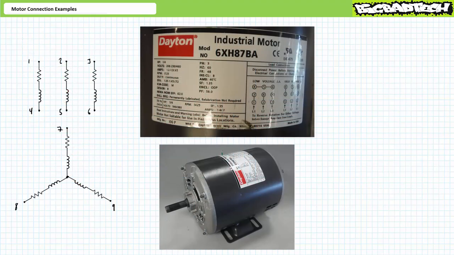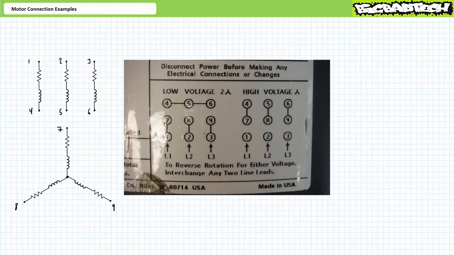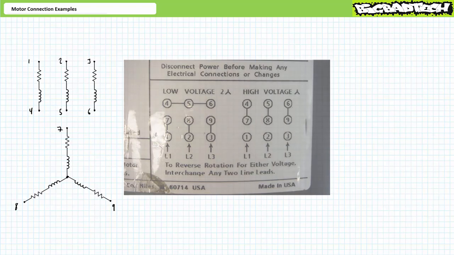First up is a quarter horsepower Dayton motor with the following motor nameplate information, including a motor connection diagram on the right-hand side. It looks like this is a 9-lead motor. Judging from the 4-5-6 connection in the low voltage configuration, this is most likely a 9-lead Y-configured motor. Let's use an ohmmeter to verify this hypothesis.